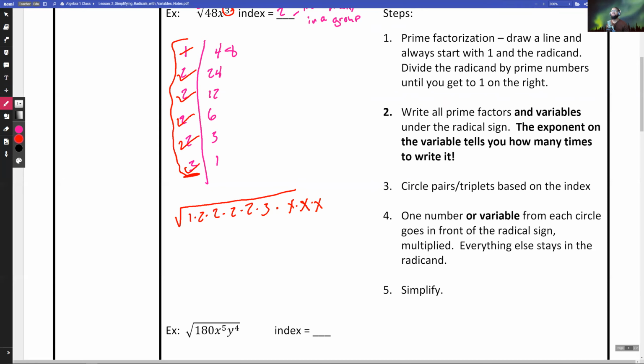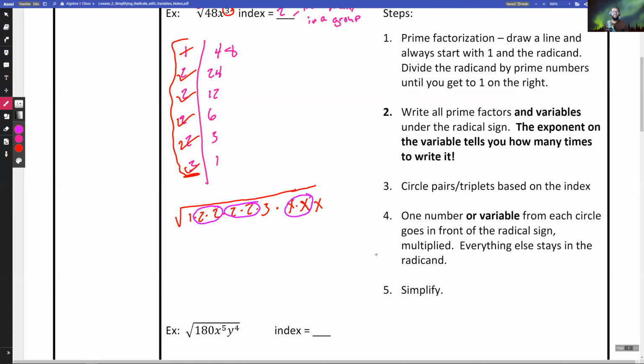Now remember, this index of 2, this number that was out on the porch, tells us how many we need to have in a group before they can go out. I see I have a group of 2s here. Actually, I'm going to circle these in a different color. Purple. There we go. I have a pair of 2s here. That's going to come out. This pair of 2s is going to come out. And then I have a pair of x's that will also come out.